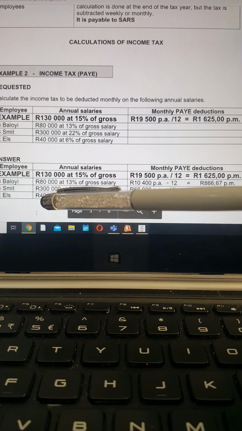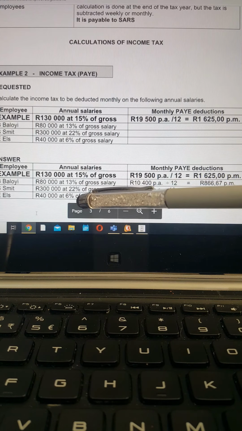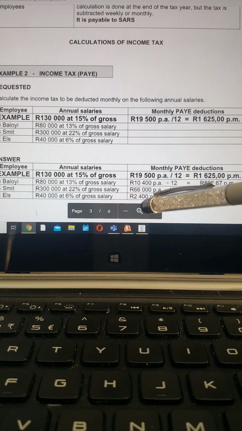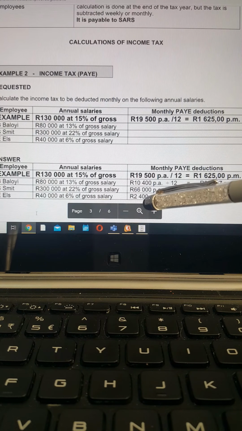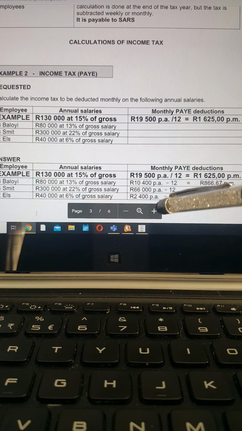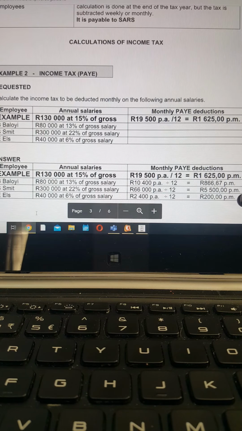So look at the last one. It says 40,000 rand at 6% of the gross salary. If you work out 6% of 40,000, you're going to get 2,400 that you need to pay for the whole annum. And then we're going to divide it by 12, and we're getting 200 rand per month.